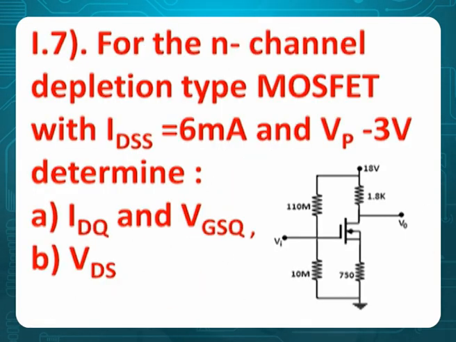Problem 7. For the N-channel depletion MOSFET, IDSS is 6 milliamperes and VP is minus 3. Determine IDQ and VGSQ and VDS, all these three. Anyway, they don't need to say that, because ID will never come without VGS, and VGS cannot come without ID, so both are necessary. Only when you calculate ID can you calculate VDS. So even if they say simply calculate VDS, we need to do the first bit first. Without doing the first bit you cannot do the second bit. That's why you can call this a linked problem also.